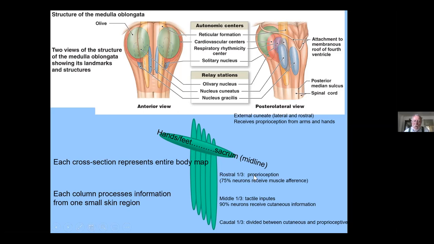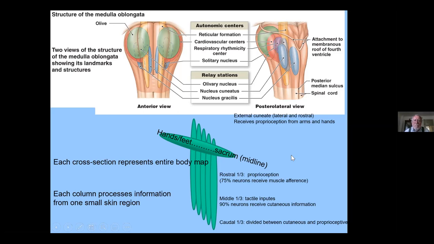And the rostral one-third seems very much to play a role in proprioception. The middle third is exteroception, and the caudal third is both exteroception and proprioception.